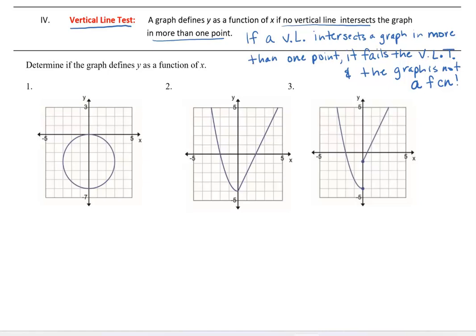So just to demonstrate, we'll look at this first graph, which is the graph of a circle. And there are actually several different vertical lines that I could draw through this circle in which it would intersect the circle in more than one point. So when you graph a circle on the coordinate plane, it is not a function.